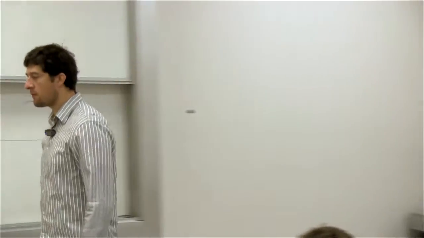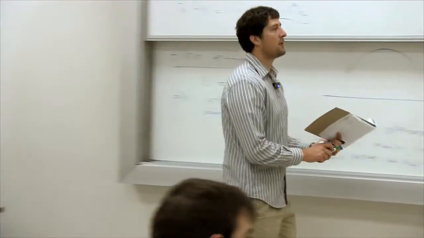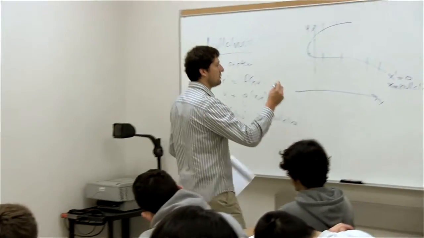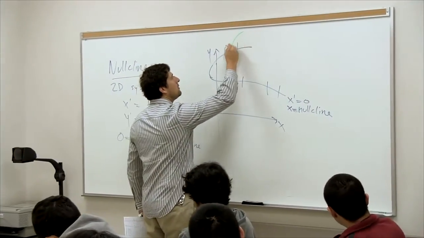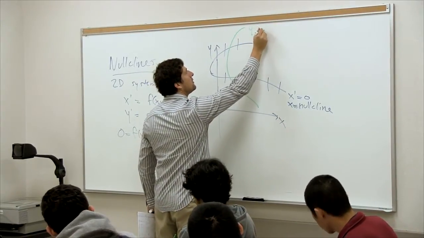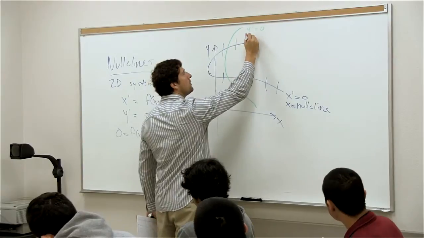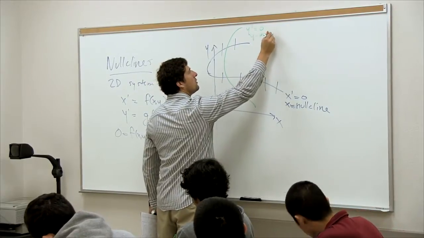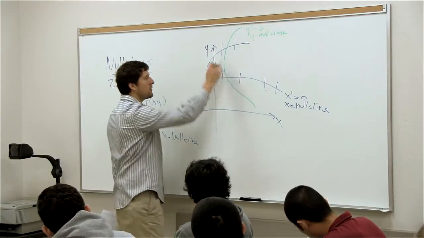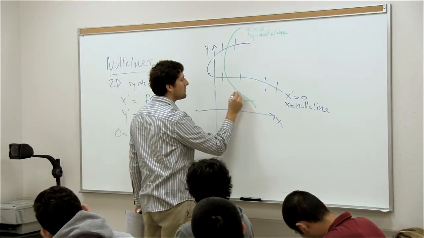The same thing you can do for the g function. This is y prime equals 0, or the y null line. So at each of these points, the vector field is horizontal.